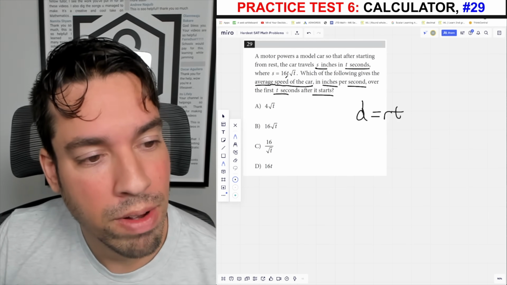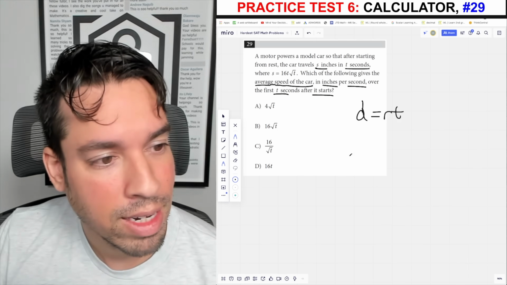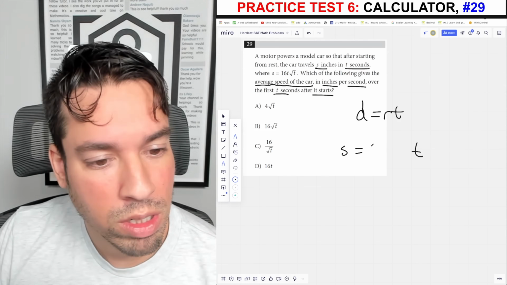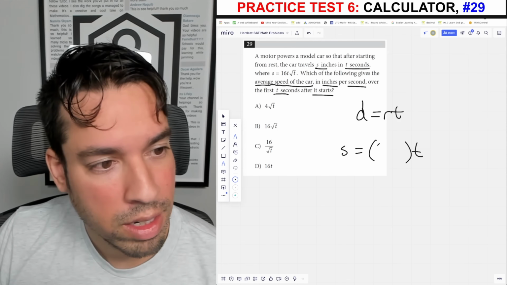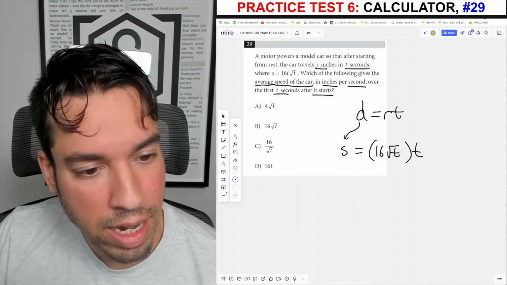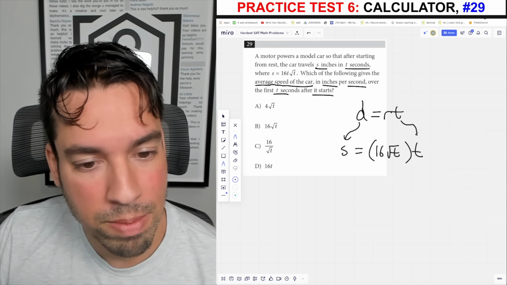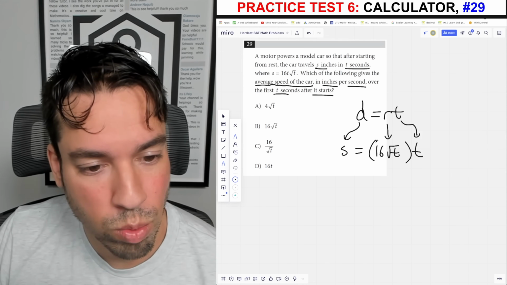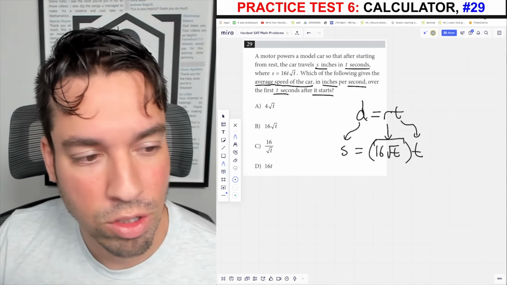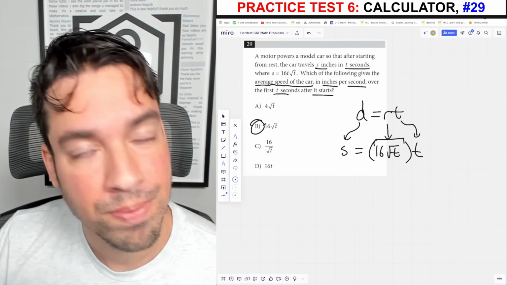Well, wait a minute. What if I move things around? Because that t over there is the time. And then what's left over is that 16 root t. So if these all link up, the S is my distance, the time is my time, and the rate is what's left over, which is 16 root t. This isn't so bad. B is the answer, and we're done.